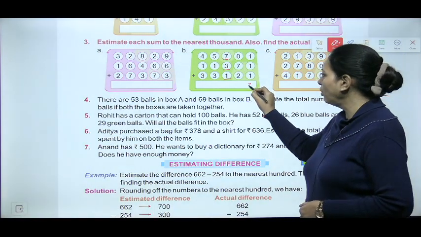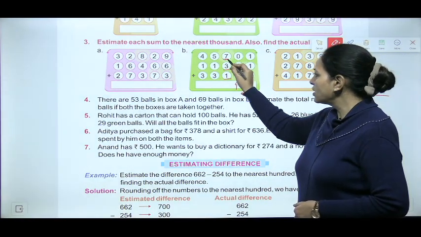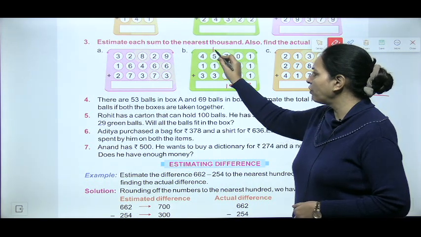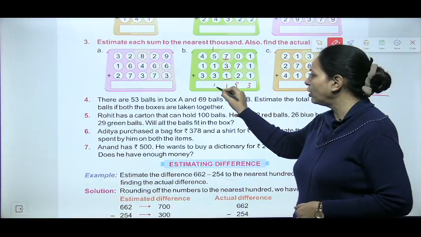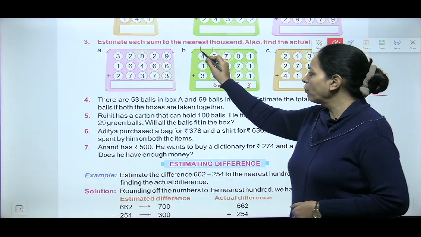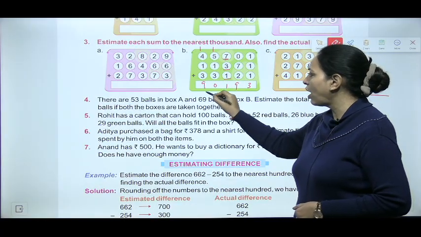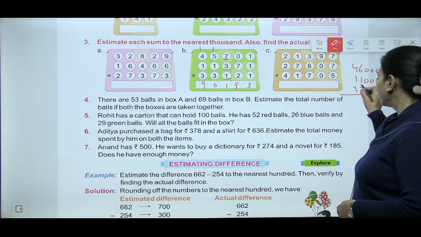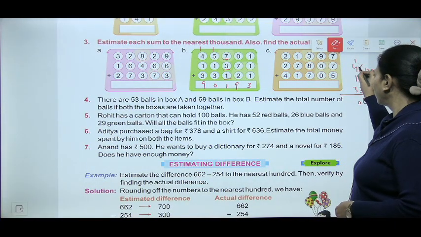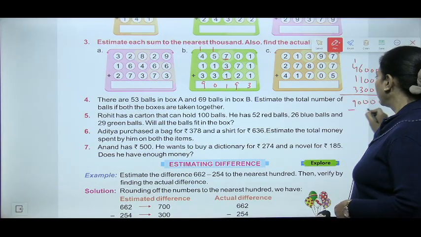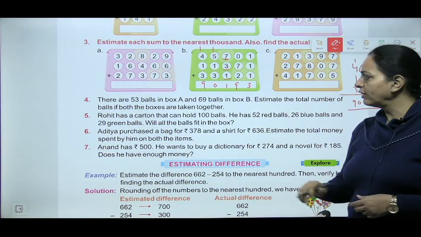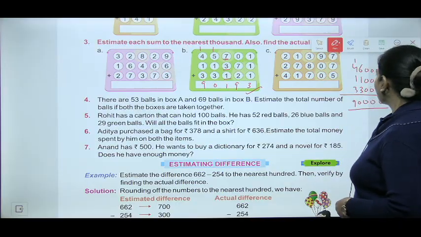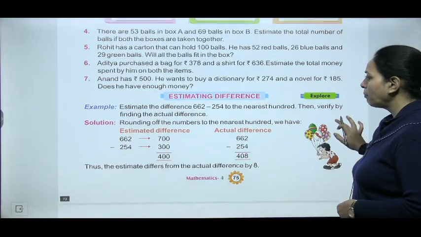Find first actual. This is 7 and 3 10 and 1 11. 1 here, 1 carry, 5 and 1 6 and 1 7 and 3 10. So 4 and 1 5 and 1 6 and 3 9. Now find estimated. So this is 90,000 and this is 90,193. So similarly you can try remaining parts.